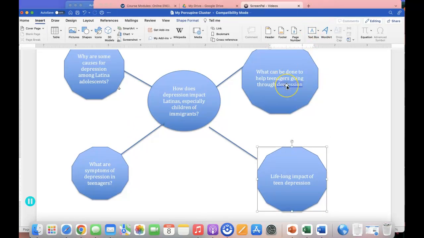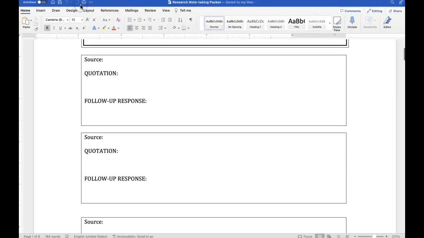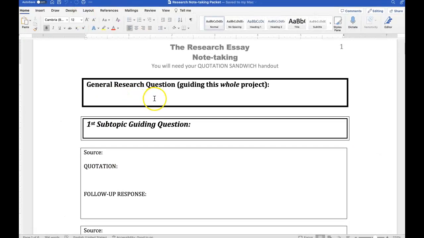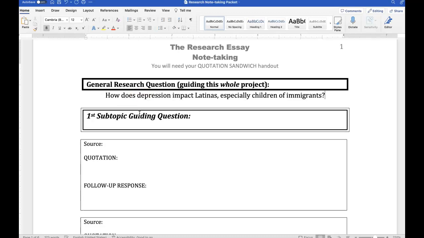Okay, so the packet that I have given you for organized note-taking looks like this. Basically, if this is your main overall question, whatever your main overall question is, I'm going to ask that you put it in here. And now my boxes got weird. Okay, so this is my answer right here. So my general research question, the one guiding my whole project, is here.